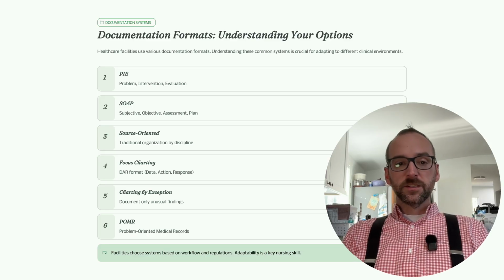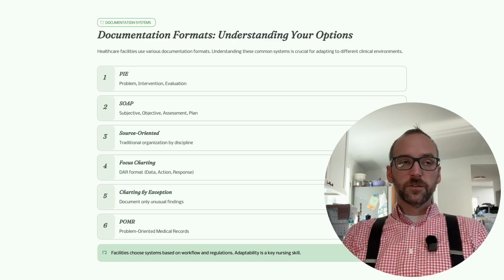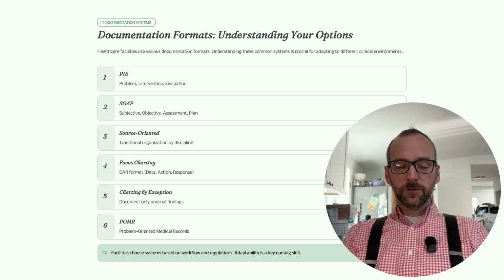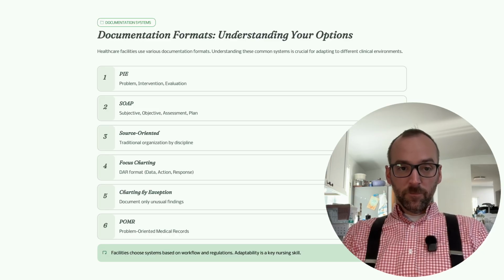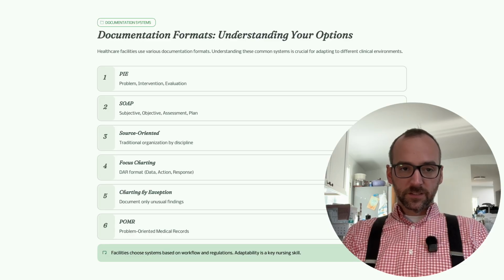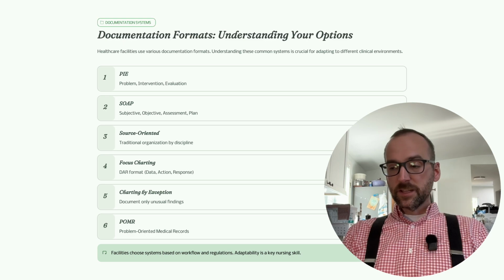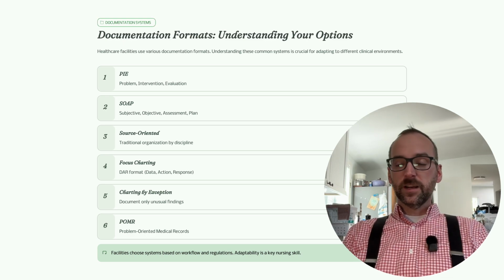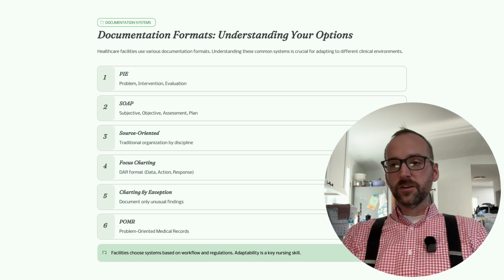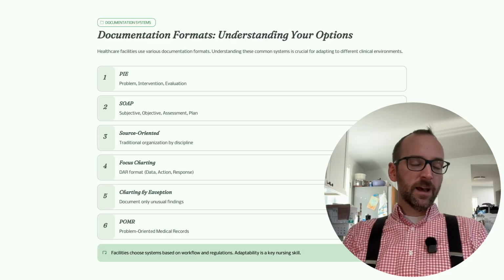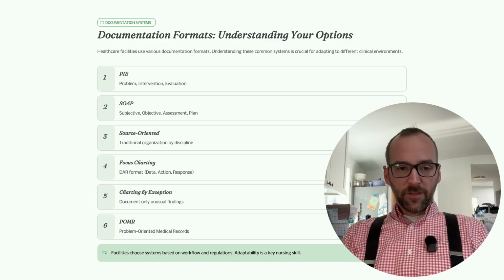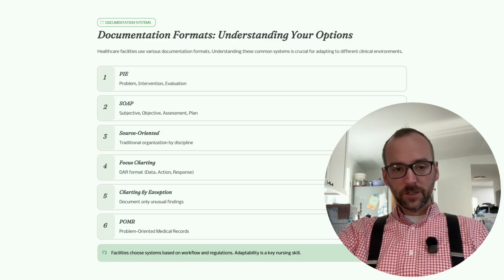We have a SOAP note. This is a really good way to communicate with other members of the team. You structure it with subjective information and objective information, an assessment, and a plan. There is source-oriented. There is focus charting, where you're doing just the specifics. There is charting by exception. That's most of how we do it in the electronic medical record now, where if something is normal, we'll just chart that system is within defined limits, and if something is abnormal, the expectation is we'll chart it. And then there's problem-oriented medical records out there too. I haven't really worked with that one a whole lot.